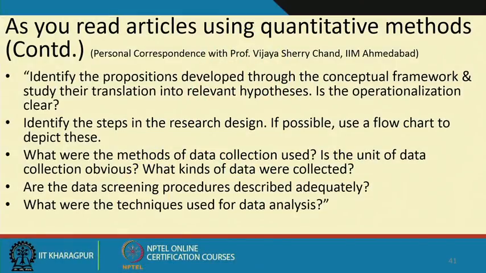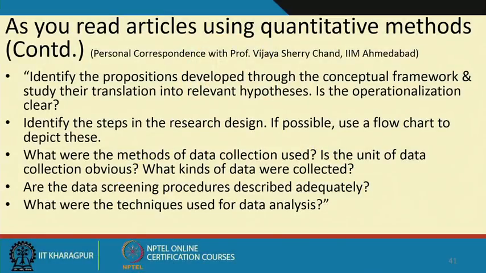Identify the steps in the research design. If possible, draw a flow chart to depict these. What was the research design like? What did the author do? So you use a flow chart to depict the steps in the research design. Then what were the methods of data collection used? What kinds of methods were used? Is the unit of data collection obvious? What kinds of data were collected? How did the author go and find out whatever he or she wanted to find out?